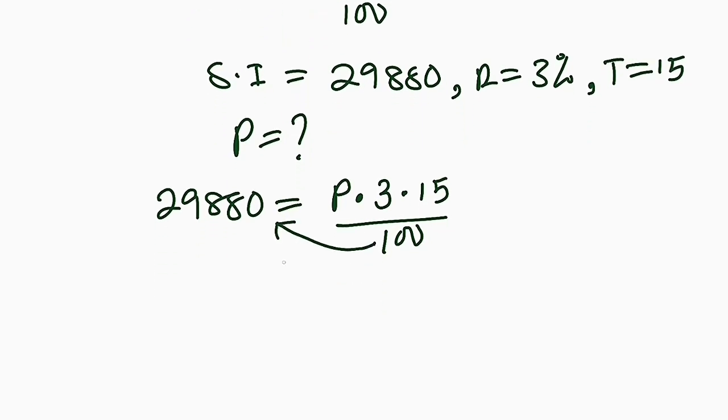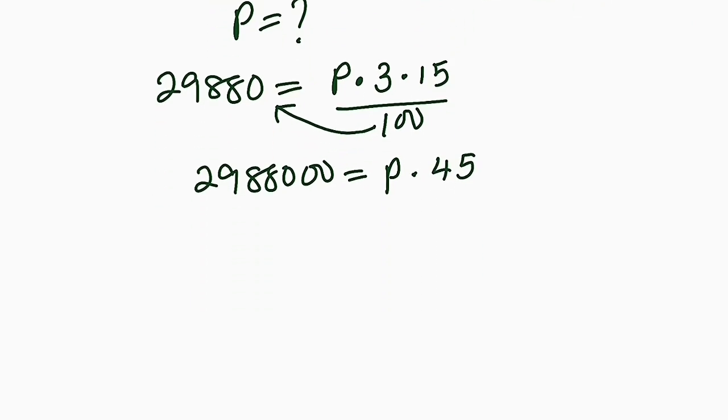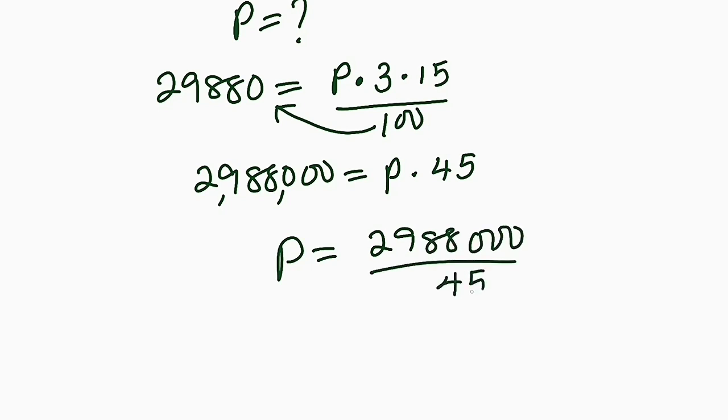Take this and multiply by this. You have 2,988,000 equal to P multiplied by 15 times 3, which is 45. Now we divide both sides by 45. P, which is the principal, is equal to 2,988,000 divided by 45. And this is equal to 66,400 naira. Therefore, the principal amount is 66,400.